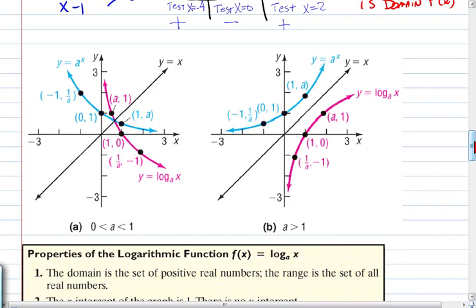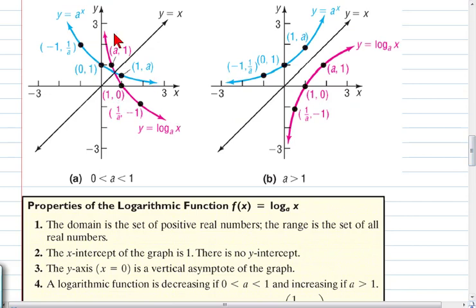We have 4 new parent functions now that we've added to our arsenal of parent functions. But they're all variations on a theme. If you understand properties of inverses and properties of just one, you can figure out the other. You know the exponents, and you know that logs are inverses of exponents.